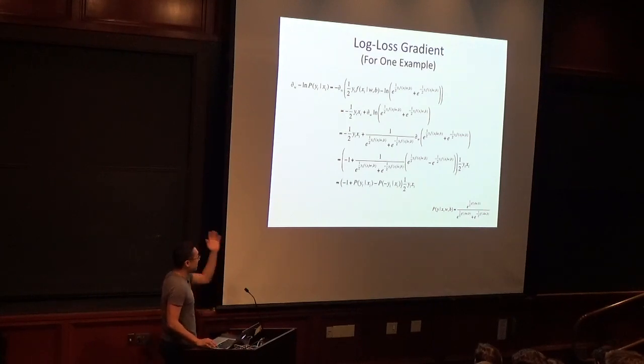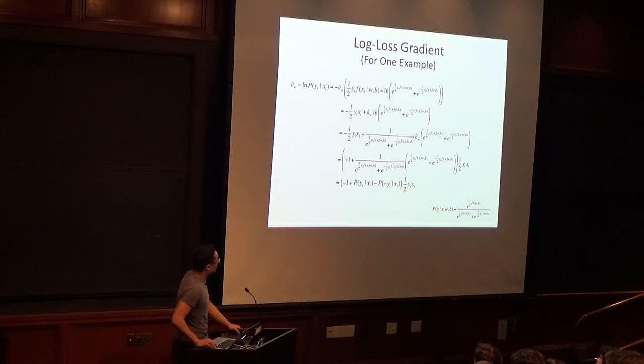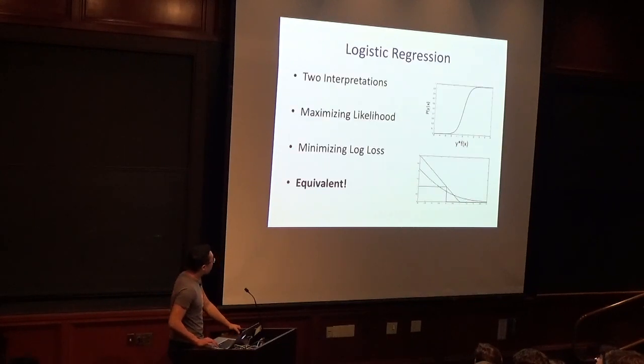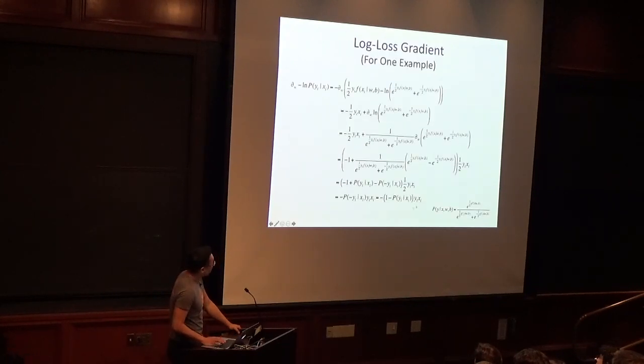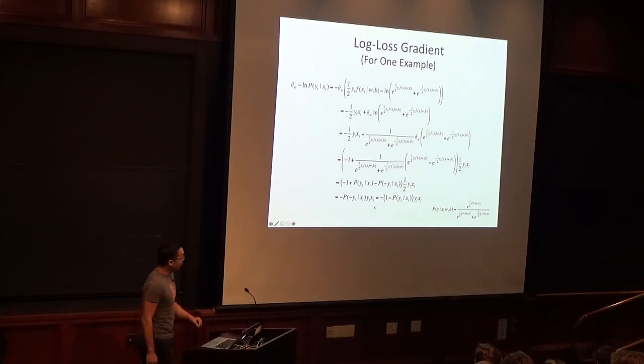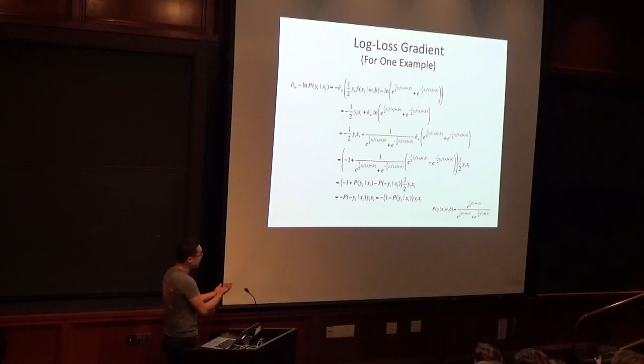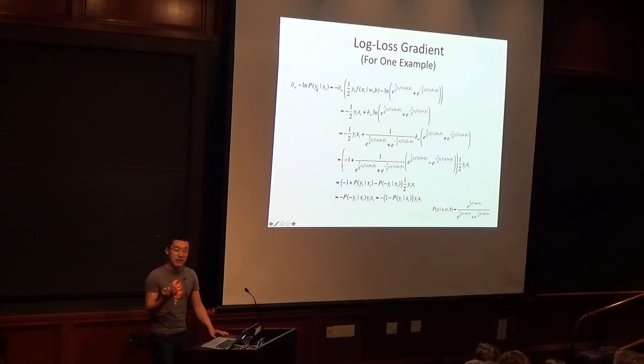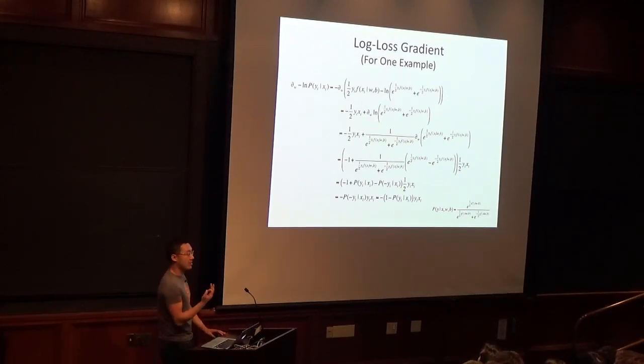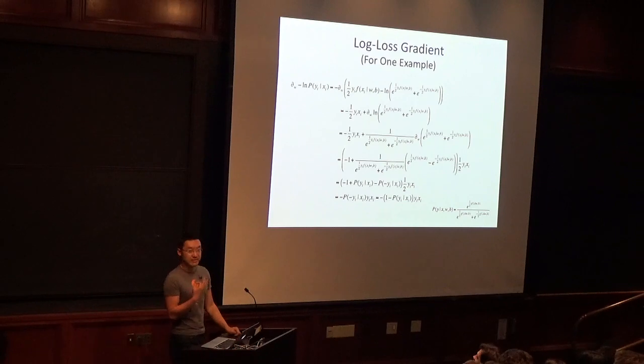Again, you don't have to follow all the details. You can derive this yourselves in your spare time. But you get something that looks like this. So what does that mean? Now we can actually give an interpretation of this, right? The gradient of a specific data point on the loss, if you're doing gradient descent or stochastic gradient descent, has this interpretation.